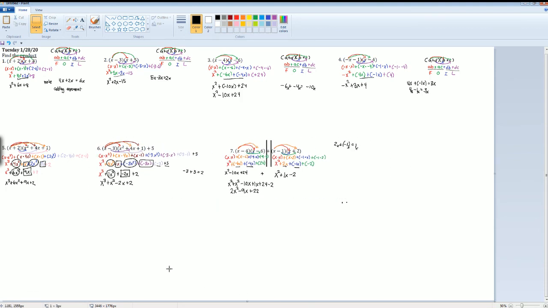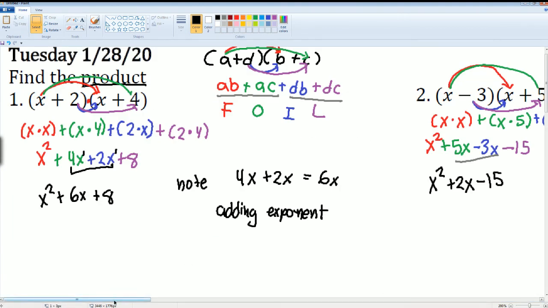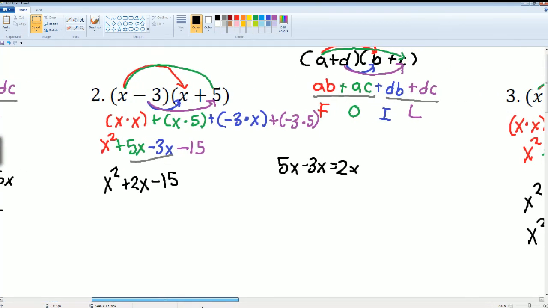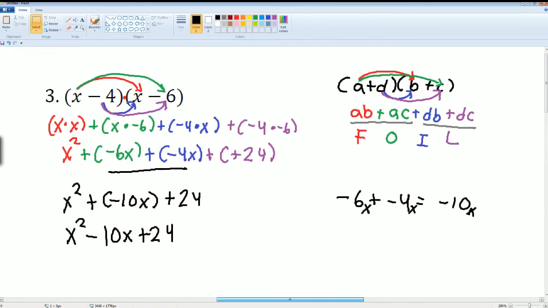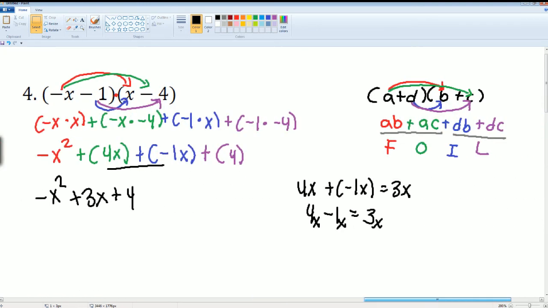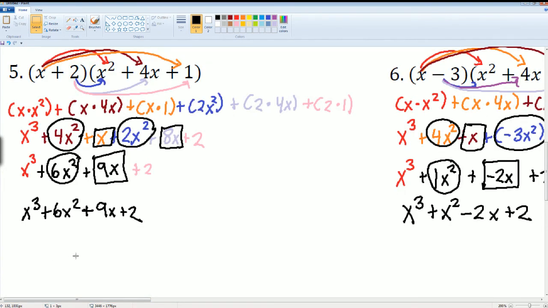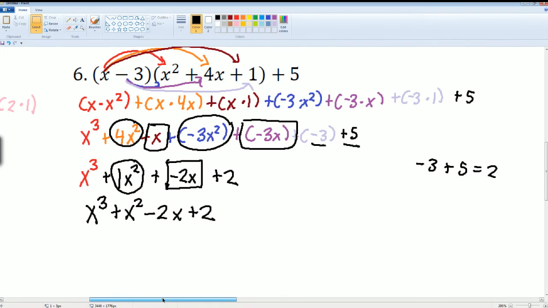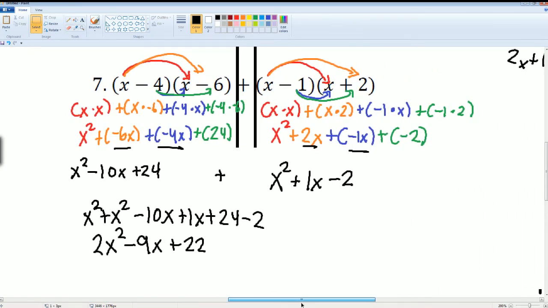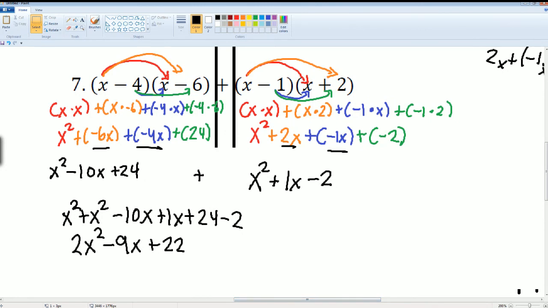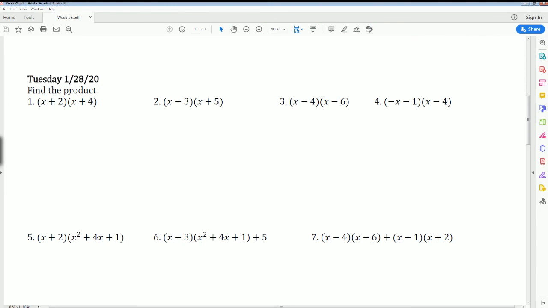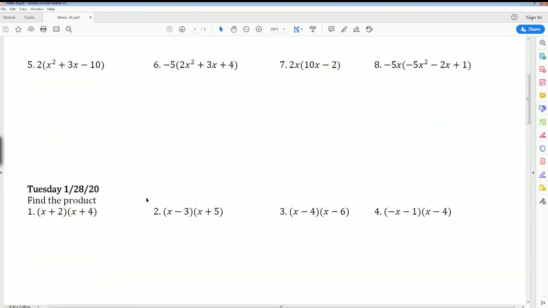All right. So here's your number one, number two, number three, number four, number five, six, and lastly, the nightmare of a problem, seven. Okay, there you go. Those are all your solutions for Tuesday, January 28th, for your week 26 homework.